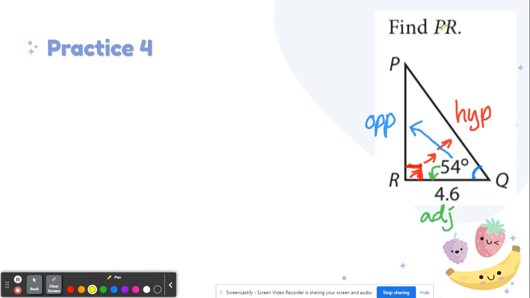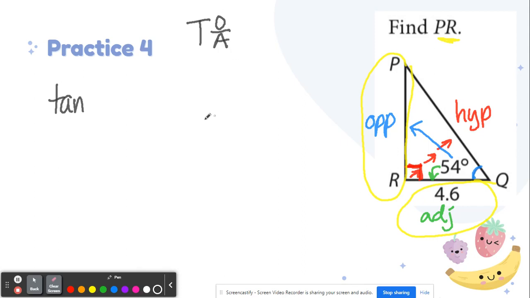Then they want you to find PR. PR is here, so we definitely have to use opposite. And adjacent is the only one that has a numerical value. This has nothing. So we're going to use tan. So tangent, because remember, out of SOHCAHTOA or TOA, that's what TOA looks like. So tan of how many degrees? 54. Opposite, we don't know. And then adjacent is 4.6.